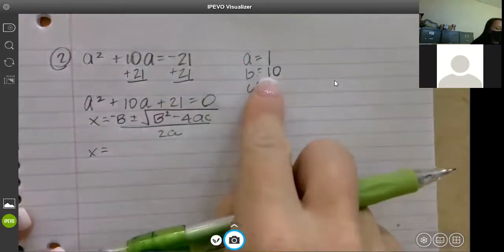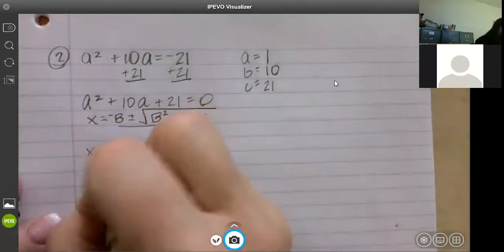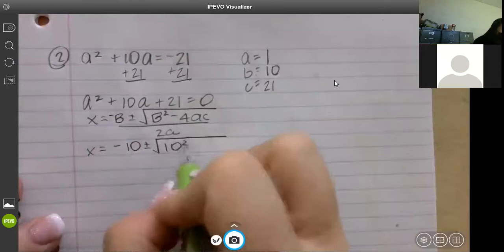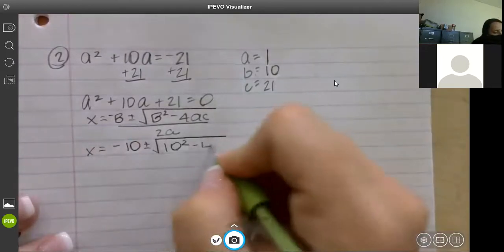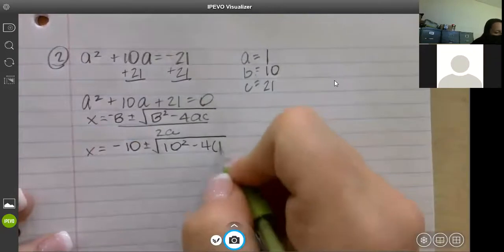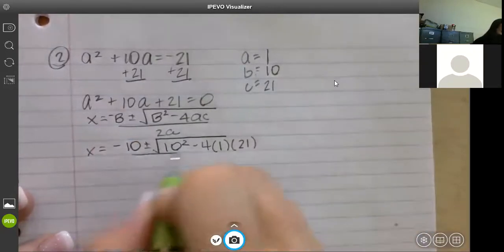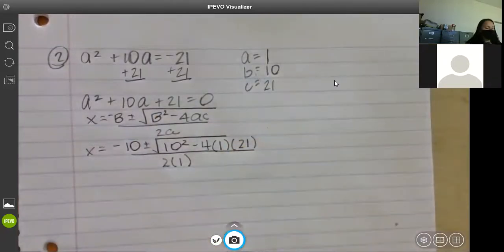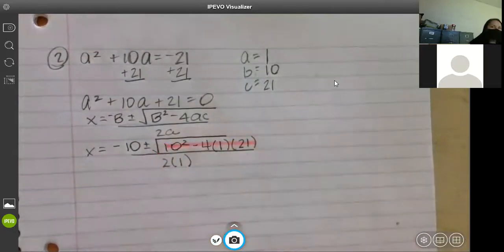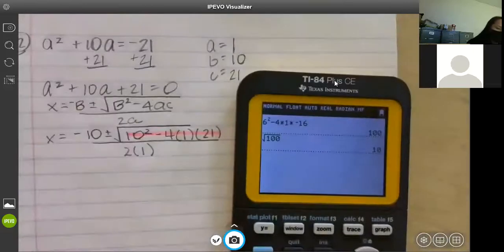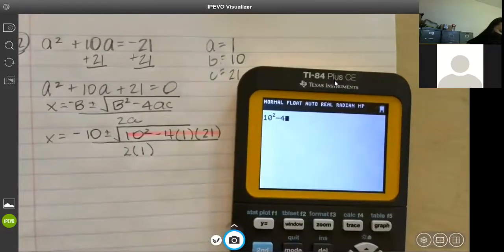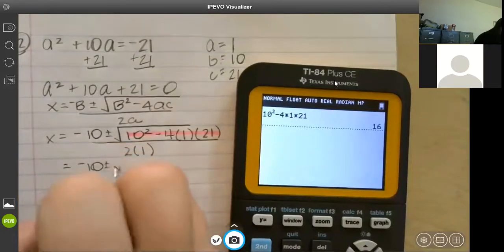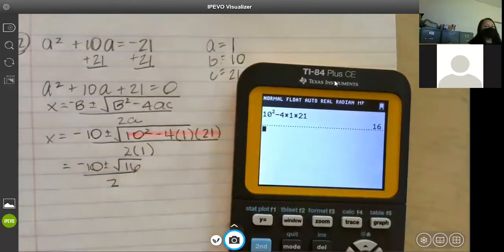Our b is +10. When we put it in the formula, we should change it to -10 plus or minus big fat square root. Here, I always use the positive. Okay, that way I don't screw it up. -4 times, what was a? What was c? All over 2 times a is 1. Put this in your calculator. 10 squared minus 4 times 1 times 21 gives us 16 over 2 times 1 is 2.